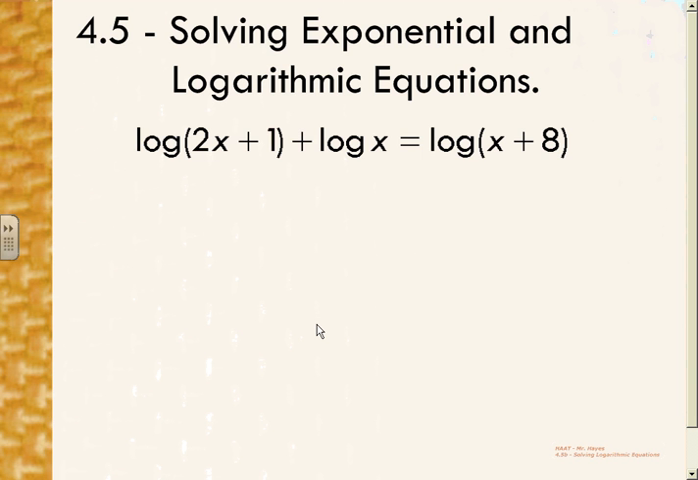So what do you do when you have logs in your equation? You've got a couple of different options. I'm going to show you an example first, and then I'm going to go through and give you some step-by-steps, and then we can probably do another example.